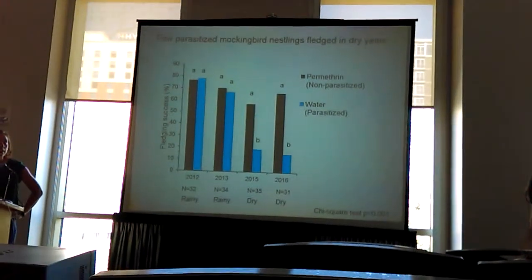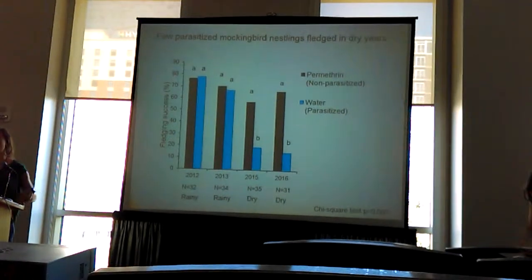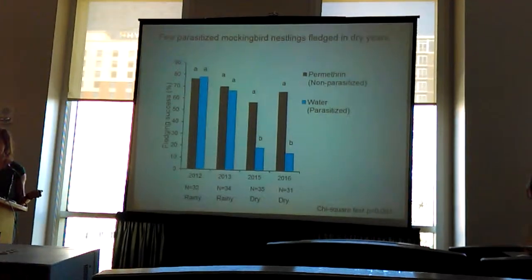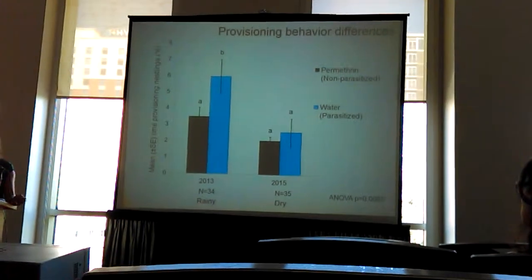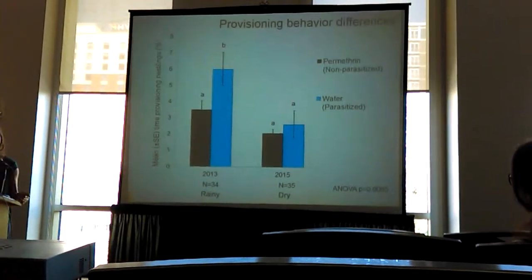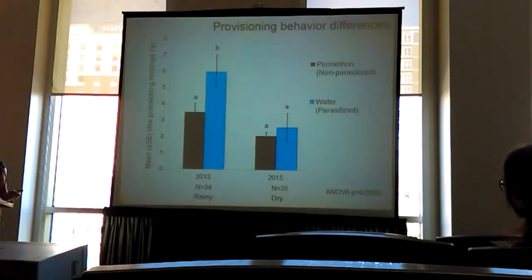In order to see if this loss of tolerance is related to behavior, we turned back to our videos and we scored a number of different nestling and adult behaviors. But I'll highlight provisioning behavior because we think that's particularly important. Here on the y-axis, I'm showing the average time that parents spent provisioning their nestlings over 2 years, a rainy year and a dry year.